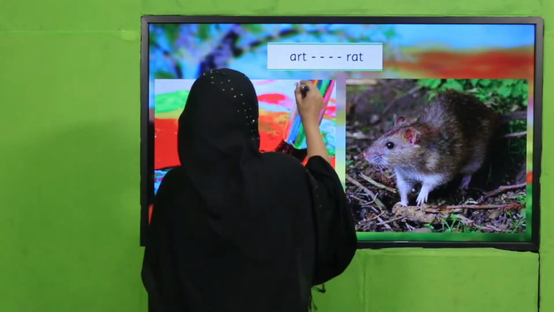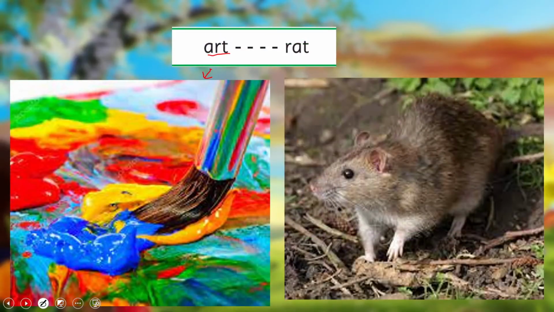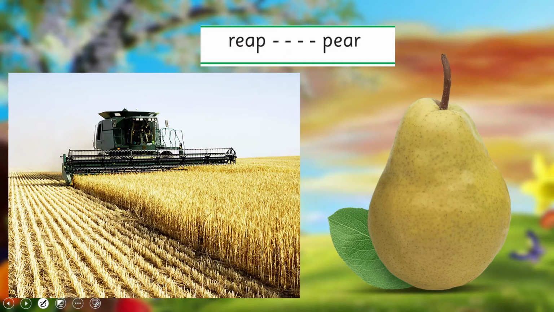You can judge that. Art. This is art, and we have rearranged it into rat. Look, there is R, A, and T. Rat. This is called an anagram. A few other examples: reap. This is reap, and we have rearranged it to make a new meaningful word, pear. And this is a fruit. We already know and we also like it.